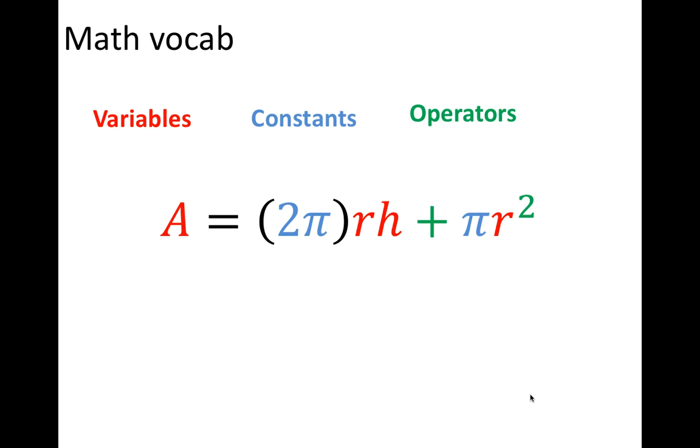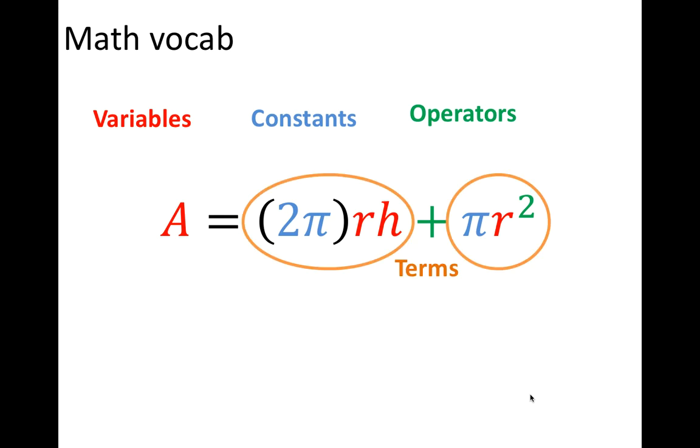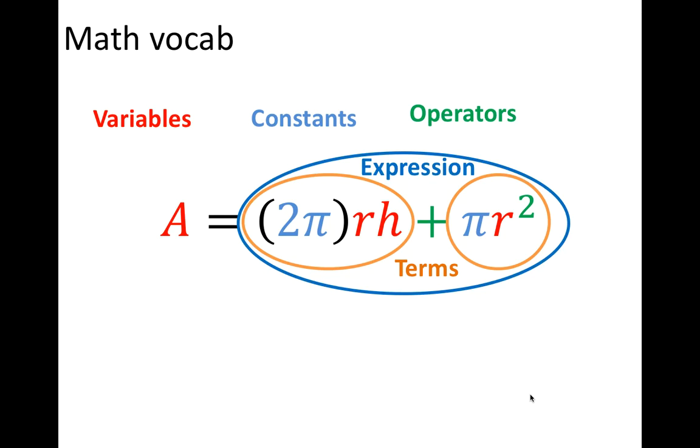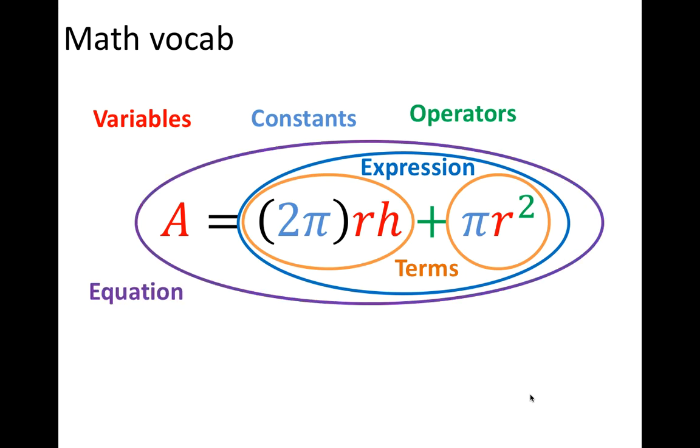We can also describe parts of an equation. A coefficient is the number or groups of numbers that usually appear in front of a variable. A coefficient and variable make up terms. Terms are added and subtracted within an expression. The two expressions on either side of the equal sign make up the equation. Equations always have equal signs.